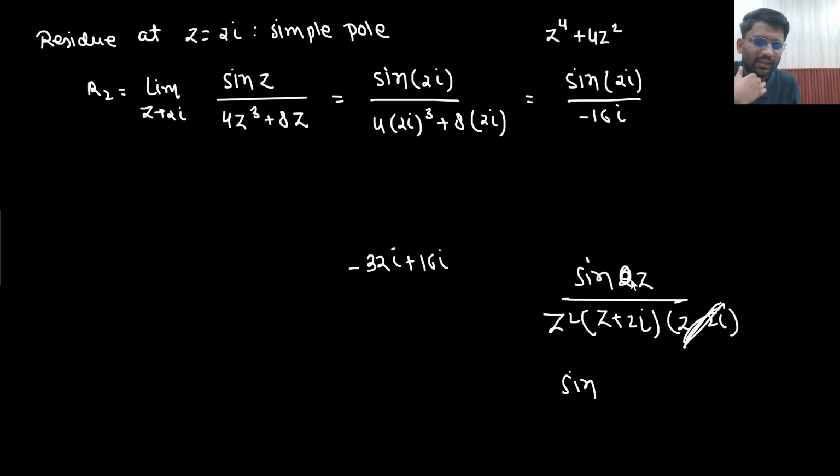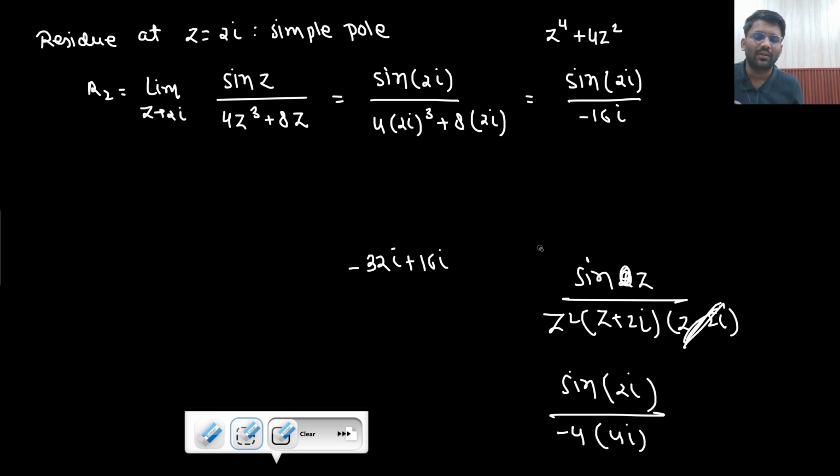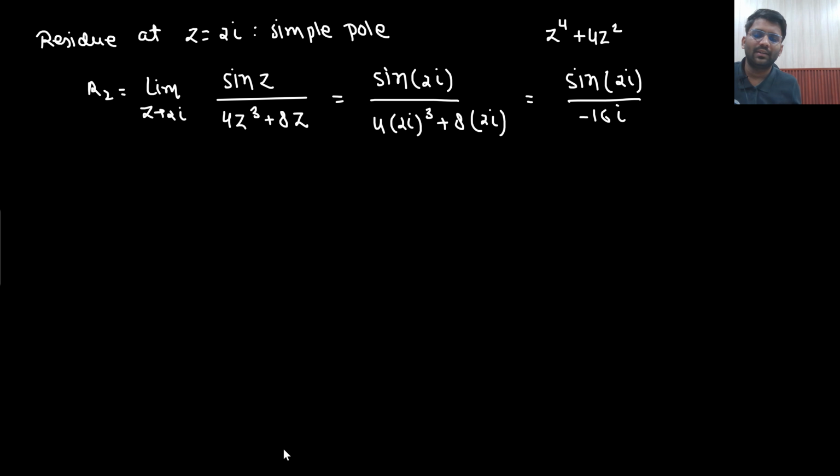Okay, it is sin z only. So what will you get? Sin 2 iota upon what is 2 iota square? 2 iota square will be minus 4 and it will become 4 iota. So a similar answer you will be getting, sin 2 iota upon minus 16 iota. Similar answer you are getting, right? So this is the residue.